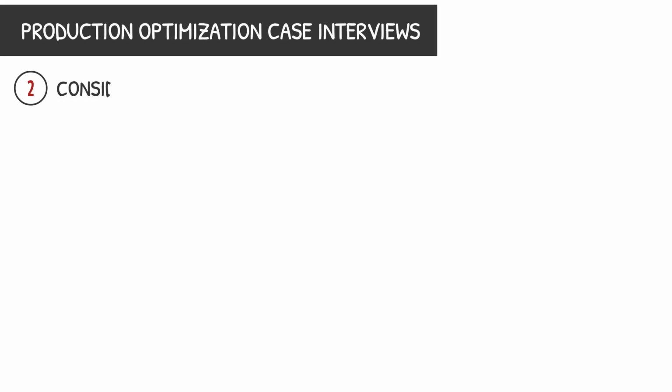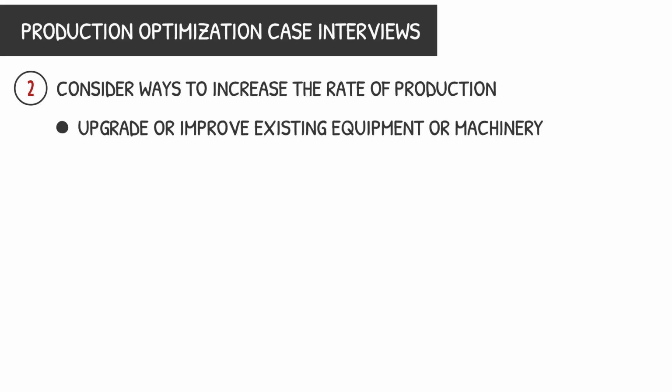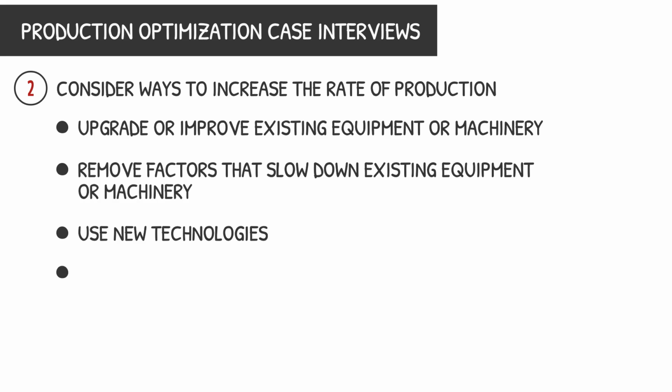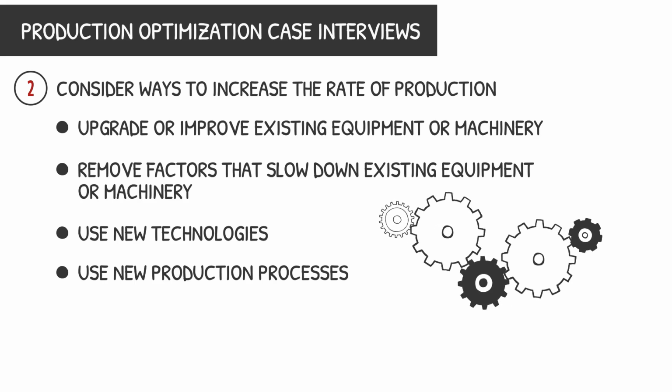Step 2. Consider ways to increase the rate of production. There are a few different ways to do this. You can upgrade or improve existing equipment or machinery. You can remove factors that slow down existing equipment or machinery. You can use new technologies, or you can use new production processes. Systematically consider each of these ideas before moving on to the next step.